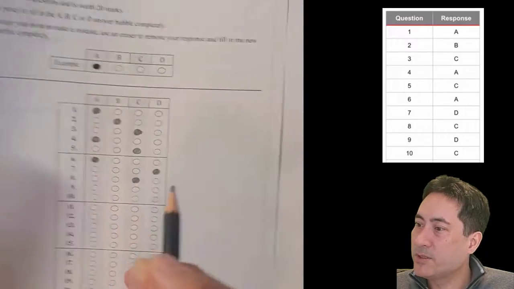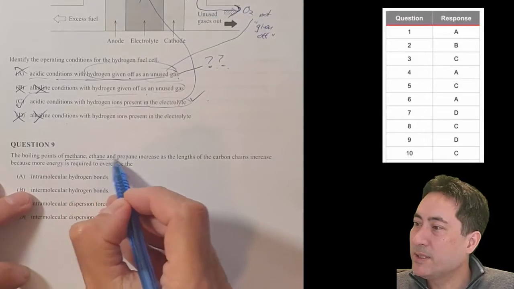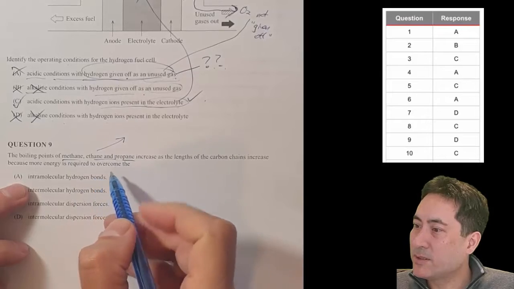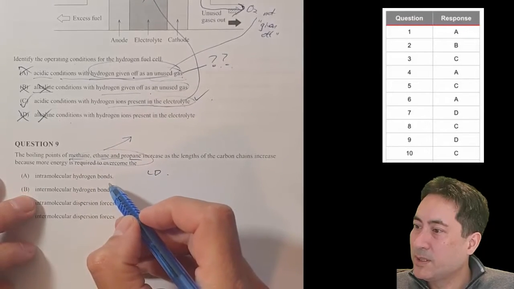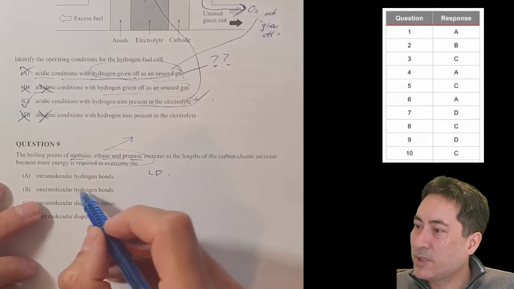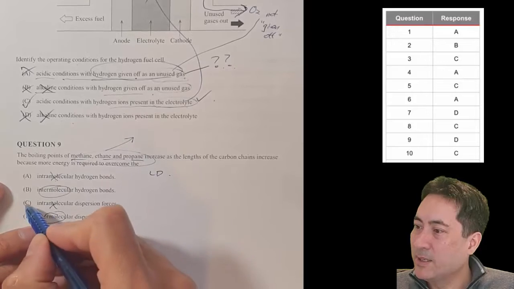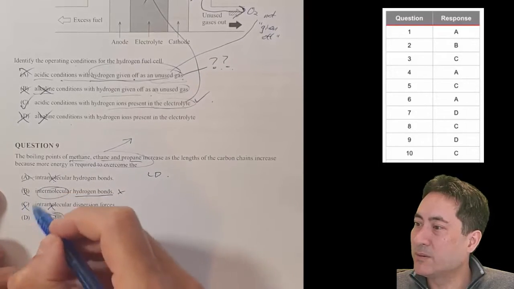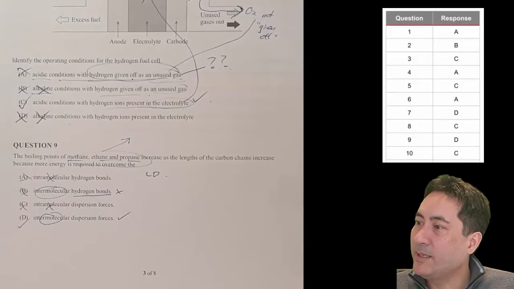Okay, moving on to question 9. So we've got 3 things that are increasing in their boiling points. Increasing London dispersion forces is the reason. So what are our options here? We've got intra. It definitely has to be inter because they're separate molecules, so we can get rid of A and C. Then London dispersion is definitely London dispersion. There's no hydrogen bonding at all because they're alkanes. So fairly straightforward again.